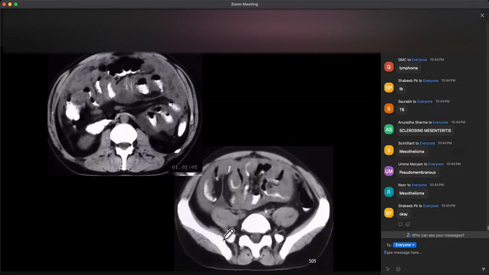Okay. And you would want to ask the examiner, are there any features in the history to suggest asbestos exposure? So patients who work in the shipyard industry, lagging boilers, etc., etc. So that's mesothelioma of the peritoneum.